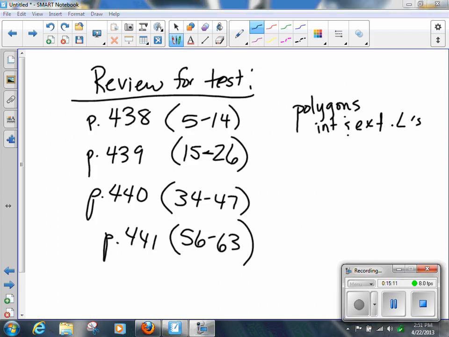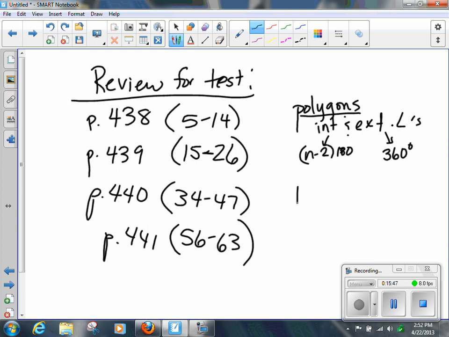Interior angles. What's the formula for the sum of the interior angles? N minus 2 times 180. Very good. What's our magical exterior number? 360 degrees. Very good. If it's curved, is it a polygon? If it's open, an open figure, is it a polygon? No. So you need to be prepared, okay? The polygons are there. What about parallelograms?